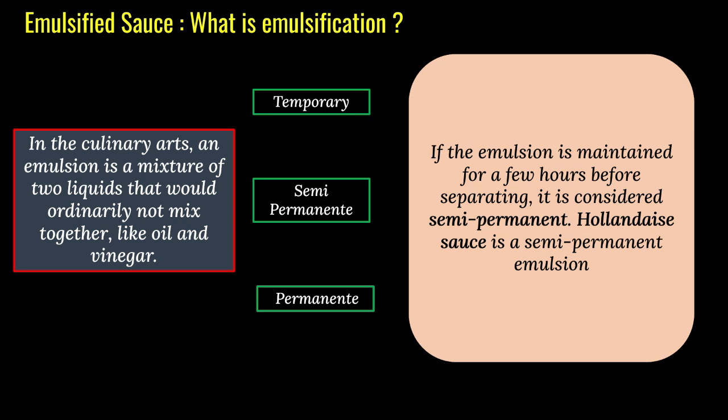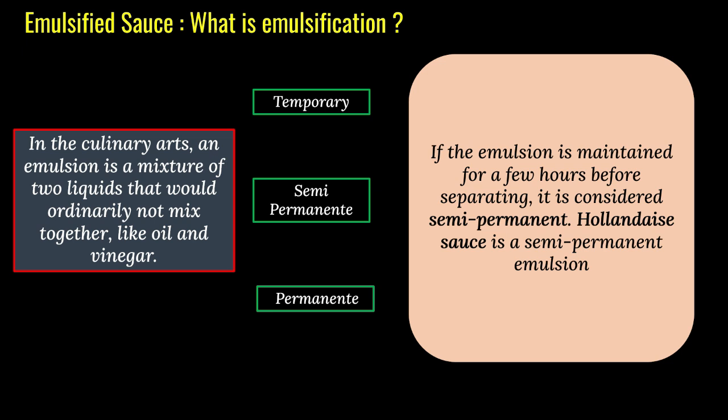And a good example is hollandaise sauce. It is a semi-permanent sauce. That means if you are making hollandaise sauce for a couple of hours, it will remain okay. After a couple of hours, there is a possibility that they will slowly start separating from each other. So this is a classic example of a semi-permanent sauce.